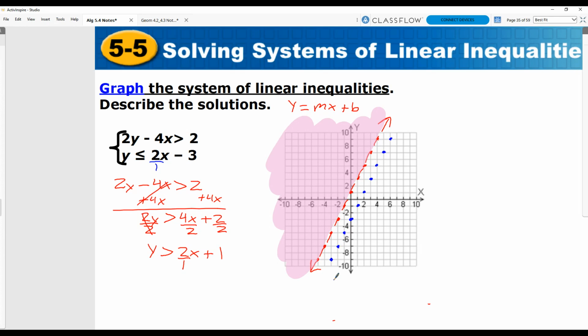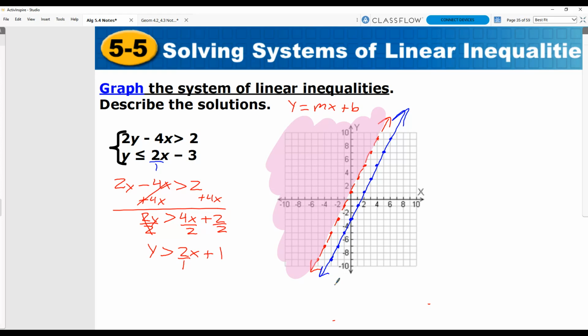Okay, so we got that. Let's see what we got. Oh, this one's going to be a solid line. Check that out. It has the equal to part. All right, I guess I didn't need so many dots, but why not have extra dots? Okay, there we go. It's solid. So one is broken, the other one's solid.